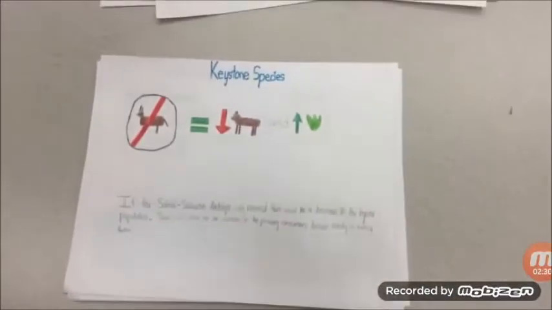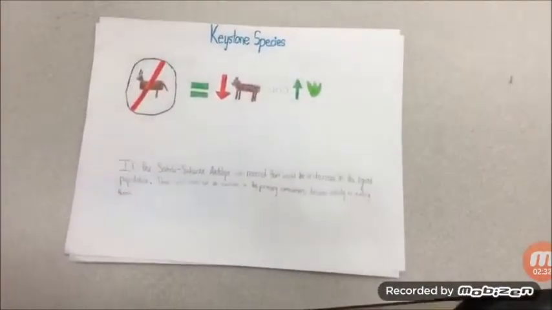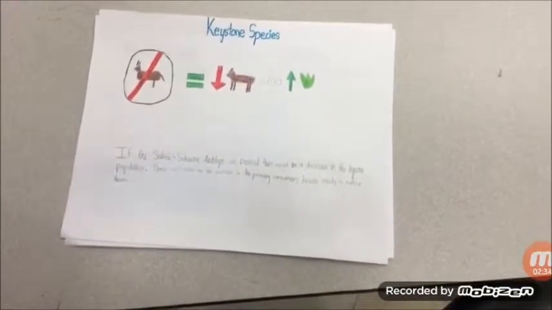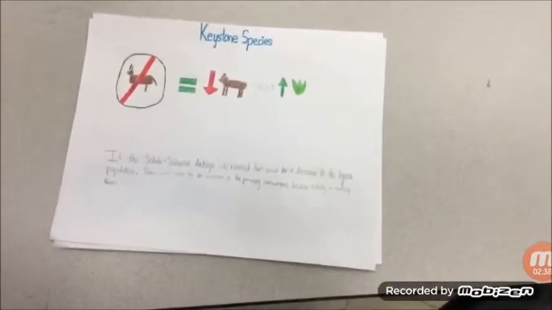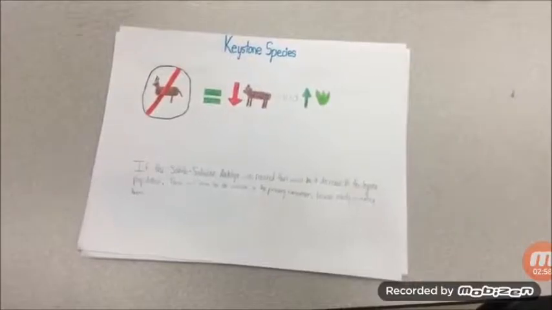The Sahelo-Saharan antelope is a keystone species in the Sahara Desert. This is because it keeps the population of spotted hyena and populations of primary consumers in check.